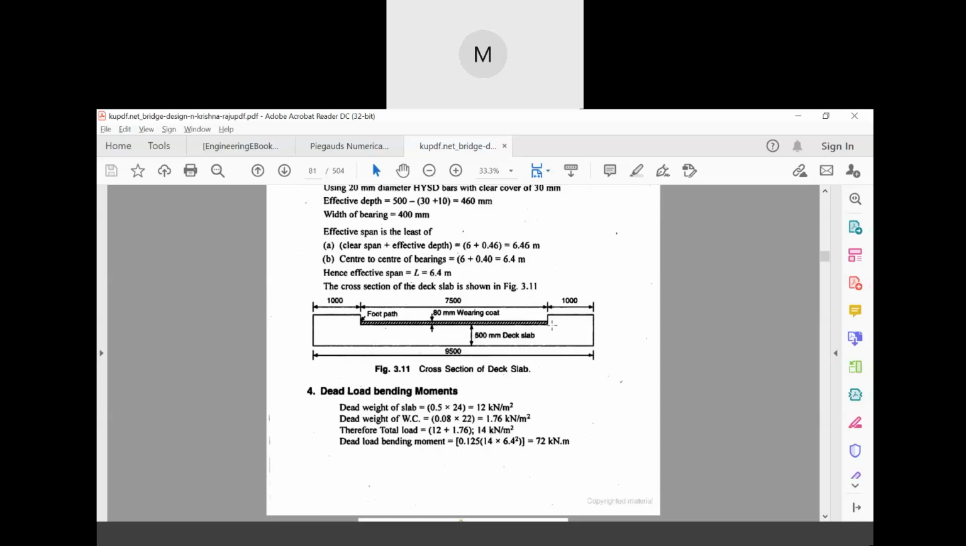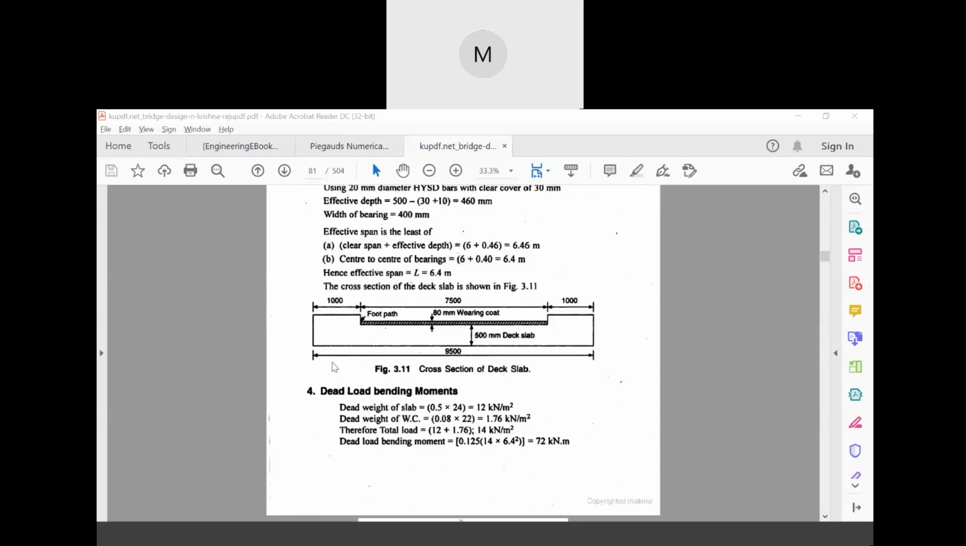Why are we using 24, sir? Why not 25? The unit weight of concrete is 22 to 24. Yes, sir, but that's for PCC. For RCC, why not 25? This bridge is RCC, sir.